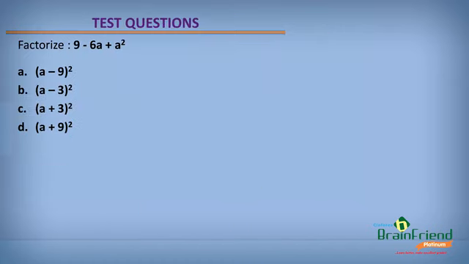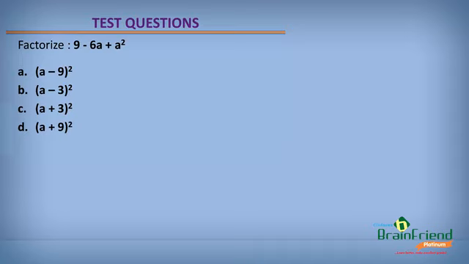Now, before we go, we are going to look at a few test questions to see how well we've understood the lesson. So question 1, factorize 9 minus 6a plus a squared. Option A, a minus 9 all squared. Option B, a minus 3 all squared. Option C, a plus 3 all squared. And option D, a plus 9 all squared.